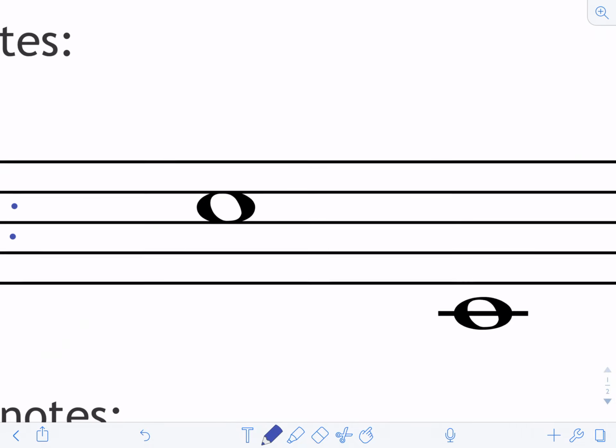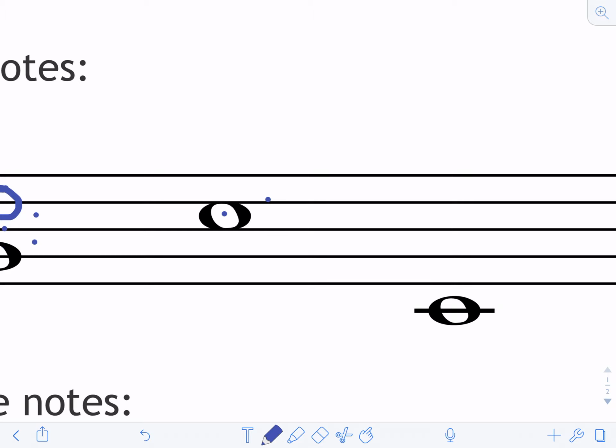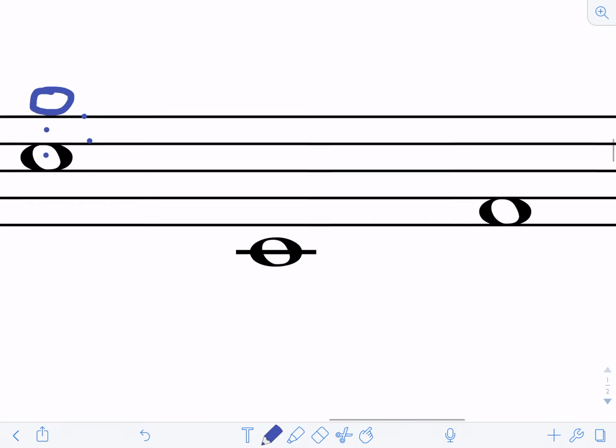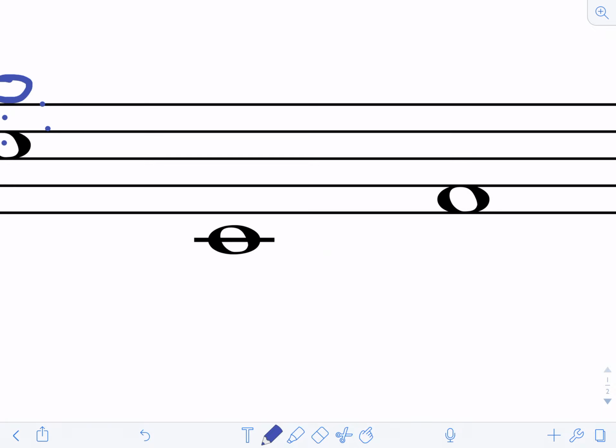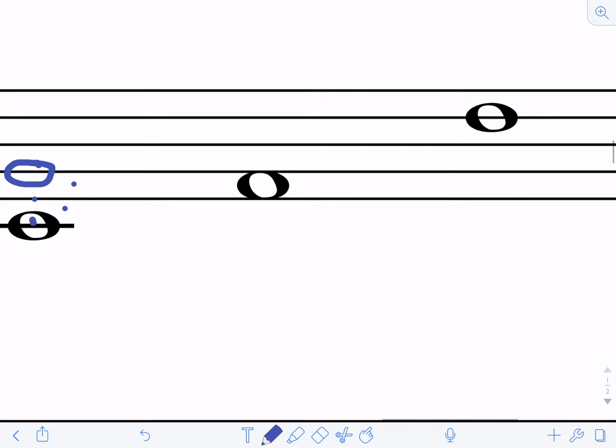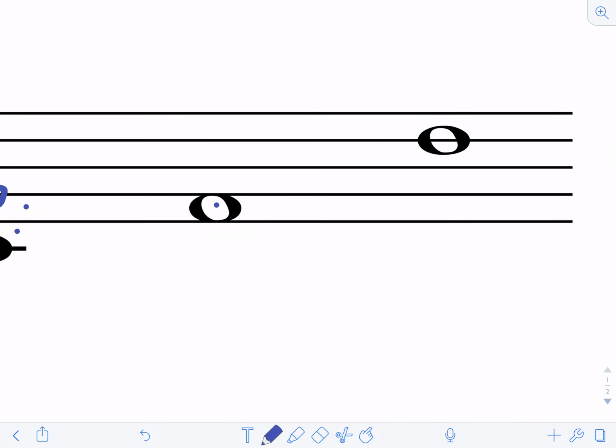4 more, then I'll zoom out. 1, 2, 3, 4. This one's going to sit on top of the staff. Watch out there. You don't even have to know the note names, guys. All you have to do is just count lines and spaces. 1, 2, 3, 4. There's 5. 2 more. 1, 2, 3, 4, 5.